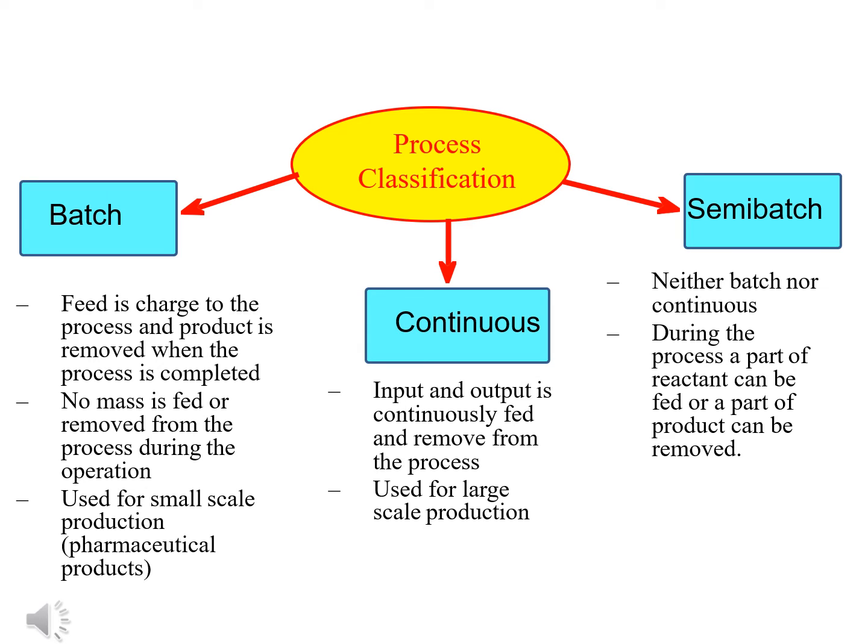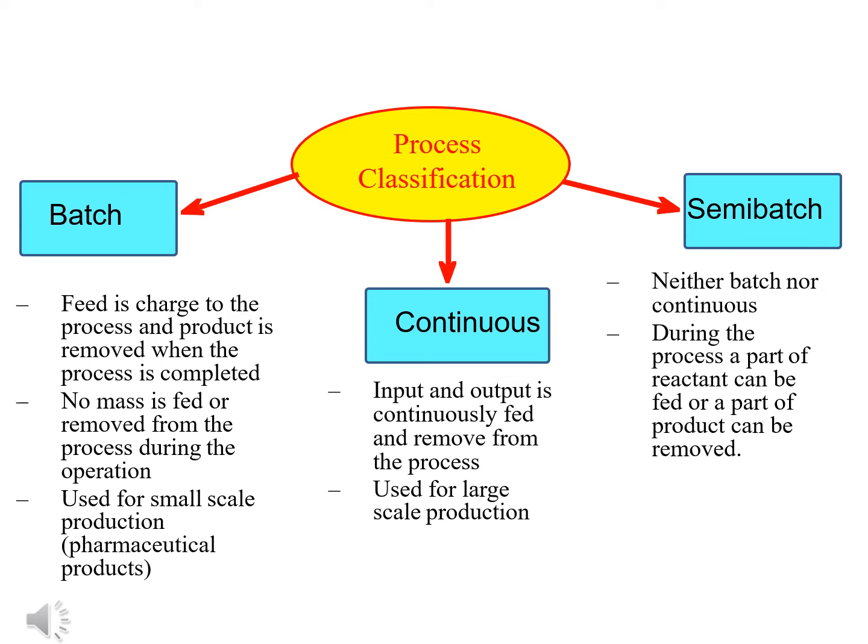Most of the time, the batch process is used for small scale production, for example, the pharmaceutical industry. The second classification of process is the continuous process. It is exactly the opposite of the batch process. That means during the process, there is a continuous input of mass into the system and a continuous output from the system. It is mainly used for large scale production.